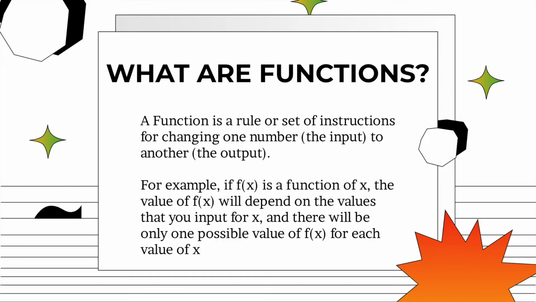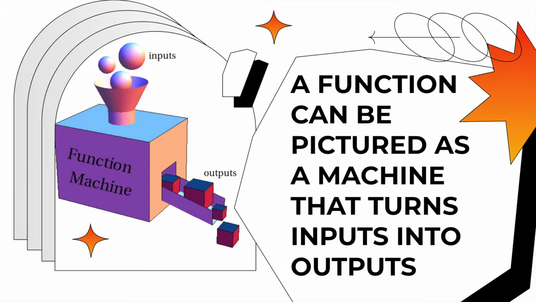What are functions? A function is a rule or set of instructions for changing one number, which is the input or the x value, to another, which is the output or the y value. For example, if f(x) is a function of x, the values of f(x) will depend on the values that you input for x, and there will be only one possible value of f(x) for each value of x. So basically, for each value of x that you input, you will only get one possible value of y, or f(x). A function can be pictured as a machine that turns the inputs into outputs.